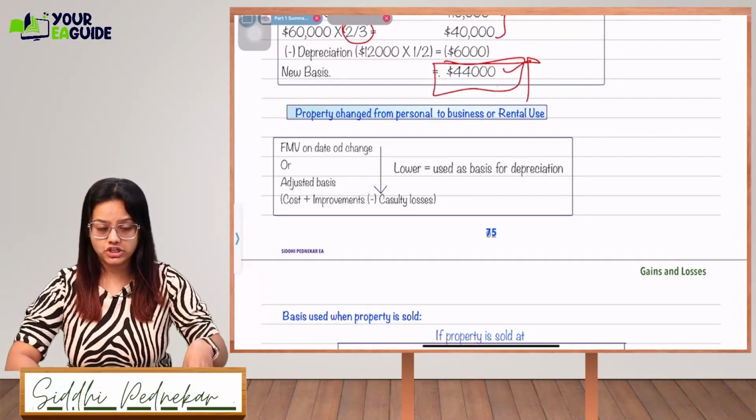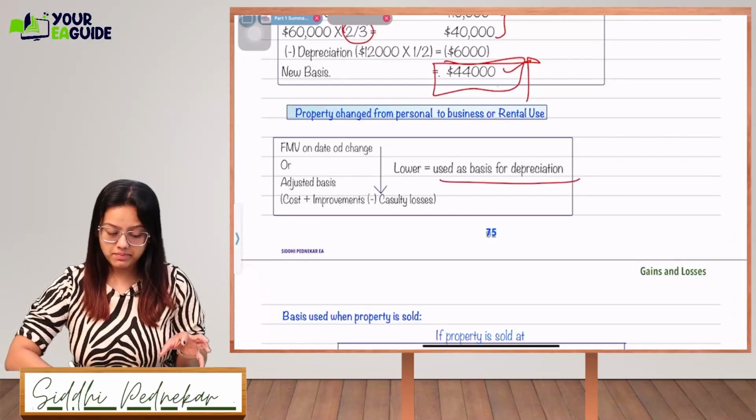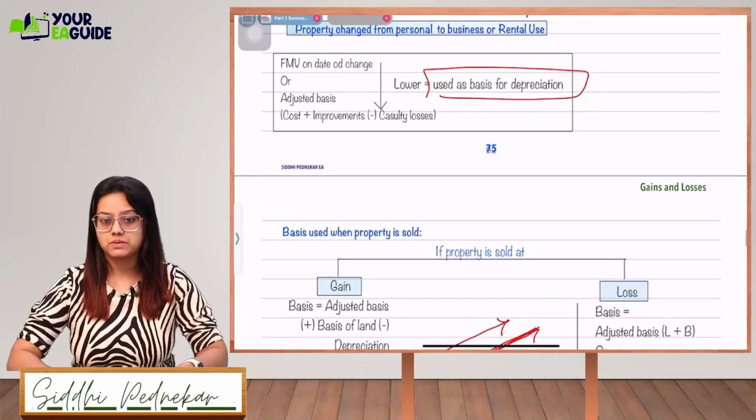Okay, if property is changed from personal to business use, what will happen? Take the FMV at the date of change or adjusted basis, whichever is lower. This will be used for the depreciation purpose.